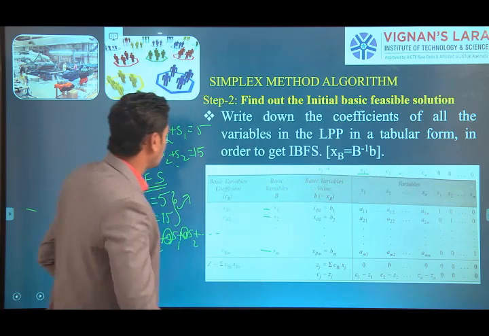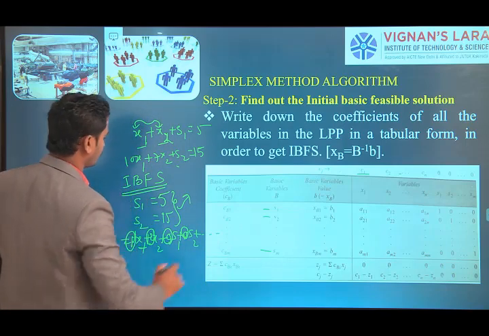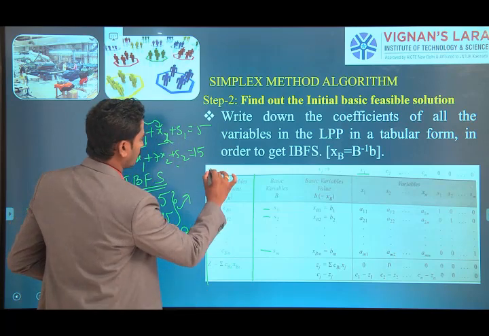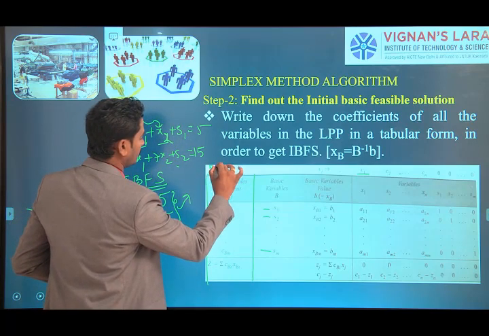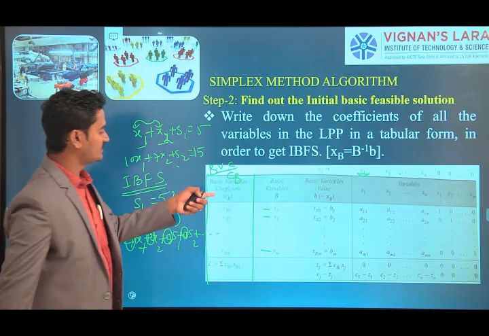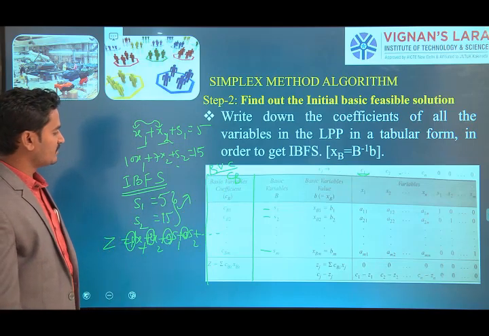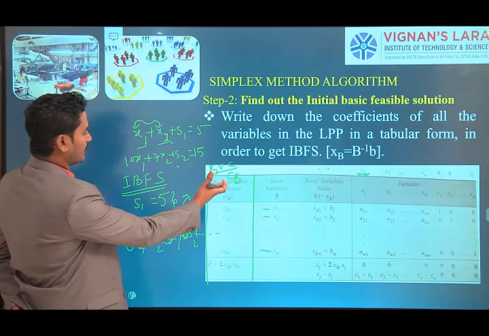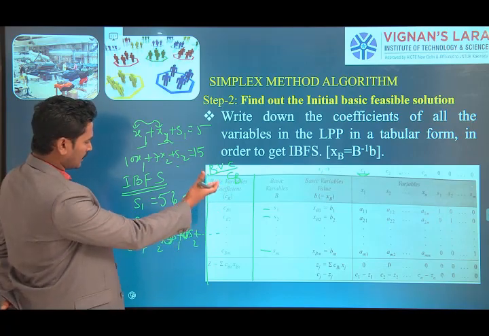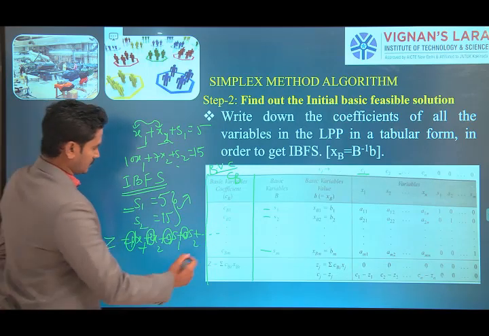Next, coming to the table, the first column is the basic variable coefficient. It is also called CB. How do we find the basic variable coefficient? The basic variable coefficient is taken from the objective function. What are the basic variables in our case? The basic variables are S1 and S2.